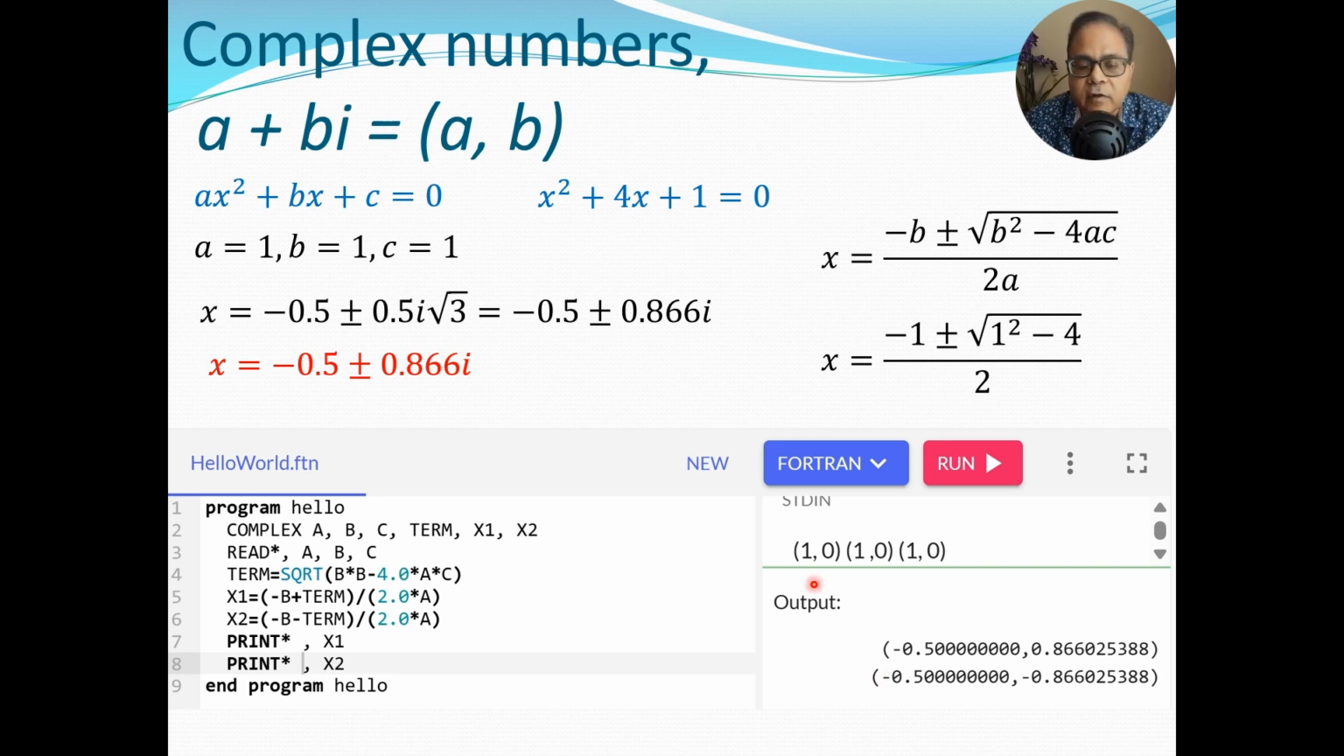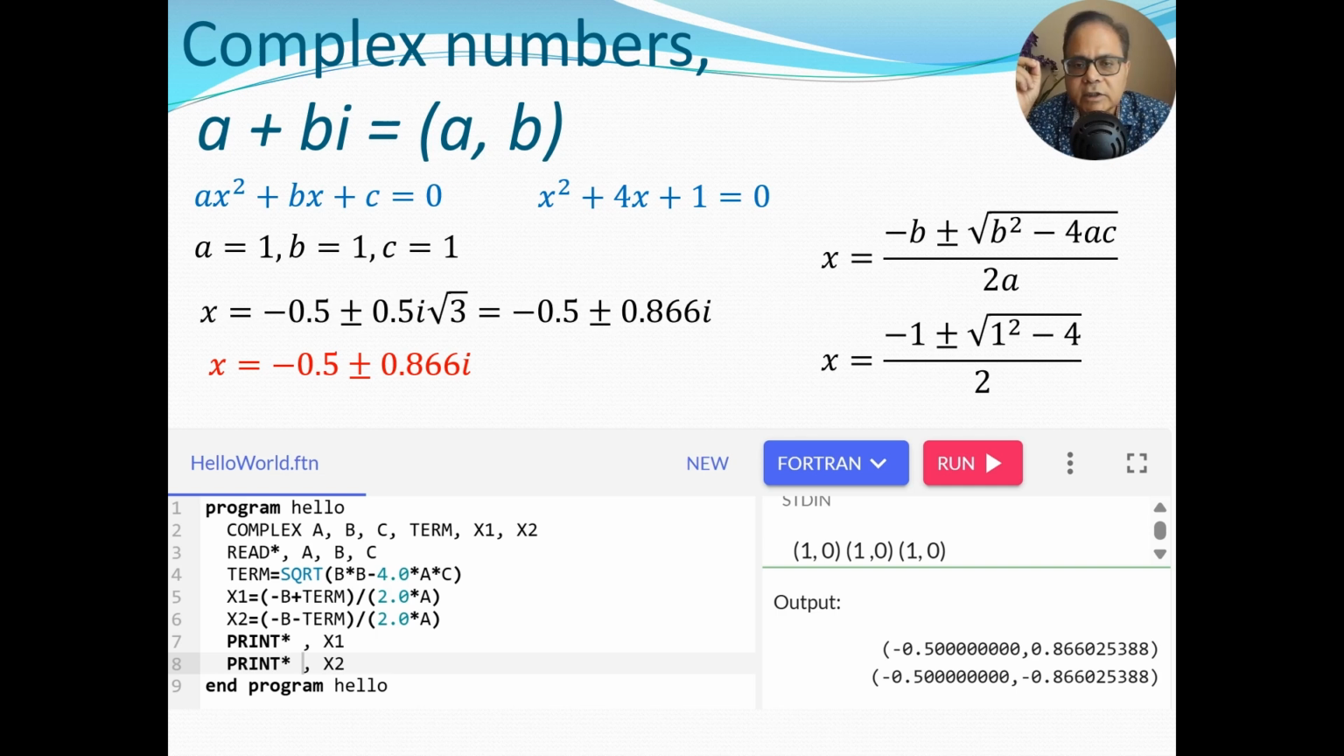So I have to give the input values of a, b, c as 1 0, 1 0, 1 0. Of course, since a is 1, b is 1, c is 1, the real parts are 1 and the imaginary parts are 0. So I get the solution here. The negative 0.5 is the real part, and of course the other two parts are the imaginary parts: one is 0.866 and the other is negative 0.866.